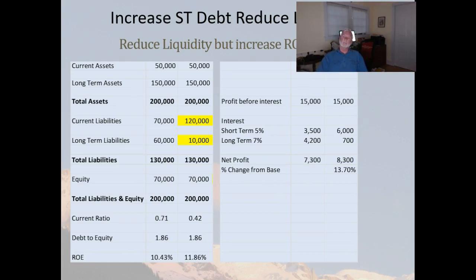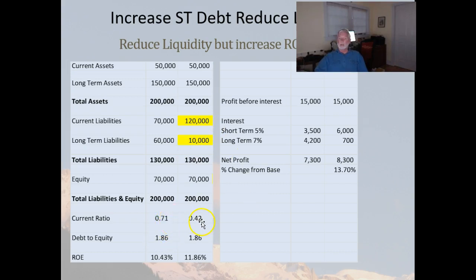Okay, second one, we're going to increase short-term debt and reduce long-term debt. So we're going to flip it the other way. So this is going to reduce my liquidity, but it's going to improve both my profitability and my return on equity. So look at what happens. I take $50,000, I borrow $50,000 short term and use that money to pay off long-term debt. So now my long-term debt is only 10, but my short-term is 120.